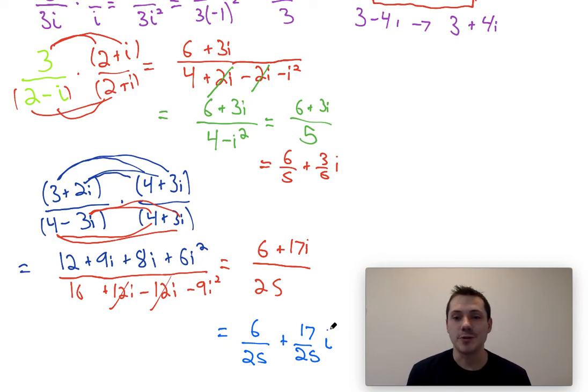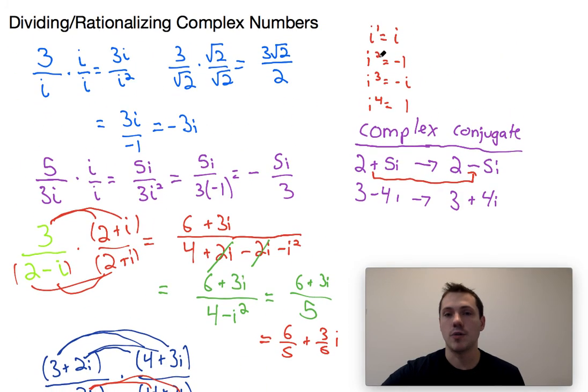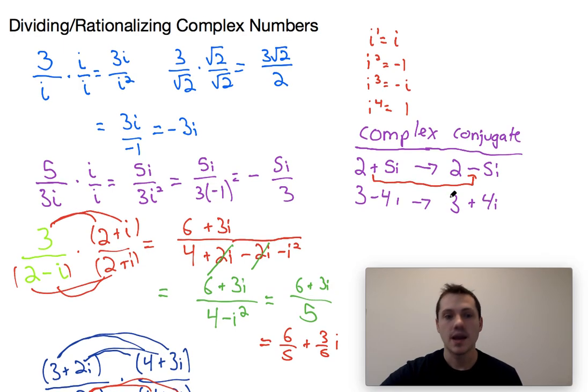And that's how you deal with complex numbers, dividing them as well as rationalizing them. So we went through a few different examples here. May post another video with some additional examples at some point, as this can be a little bit more challenging of a topic. But the key things to remember are, again, this whole pattern of i to the first equals i, i squared equals negative 1, i cubed equals negative i, i to the fourth equals 1, as well as how to figure out what the complex conjugate is.